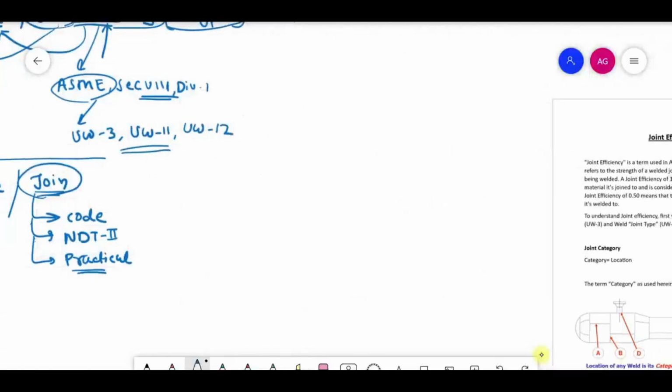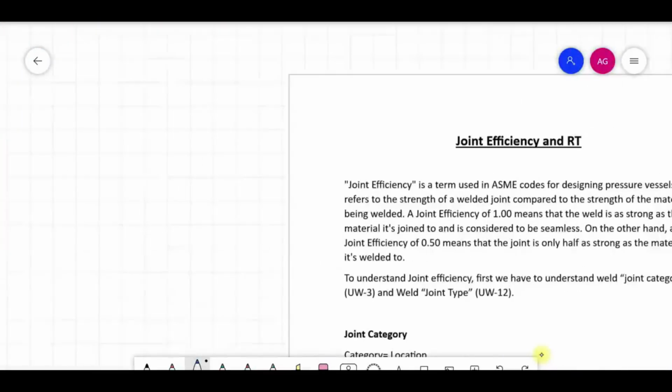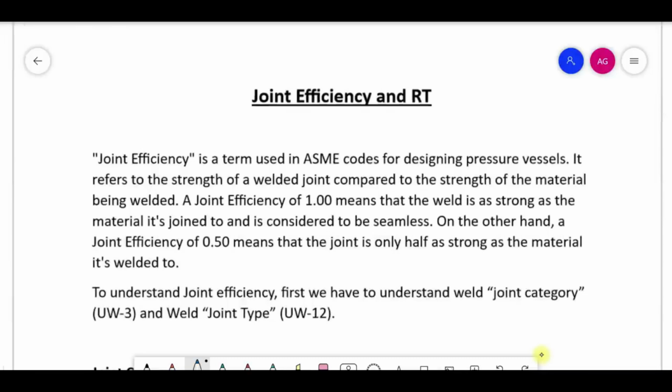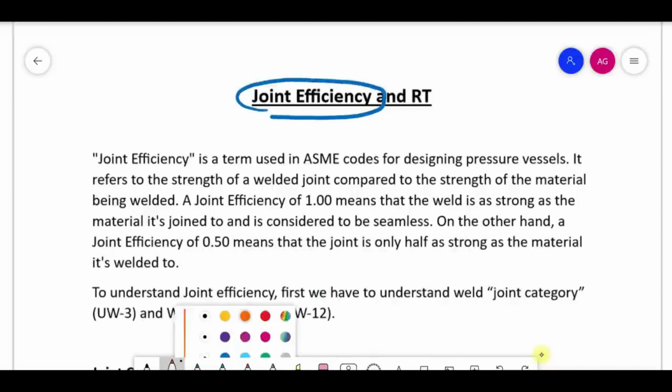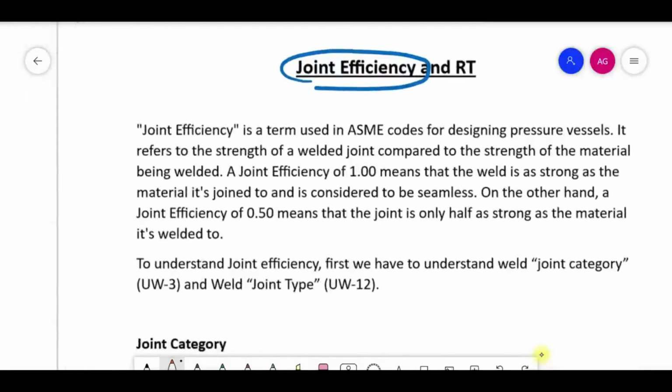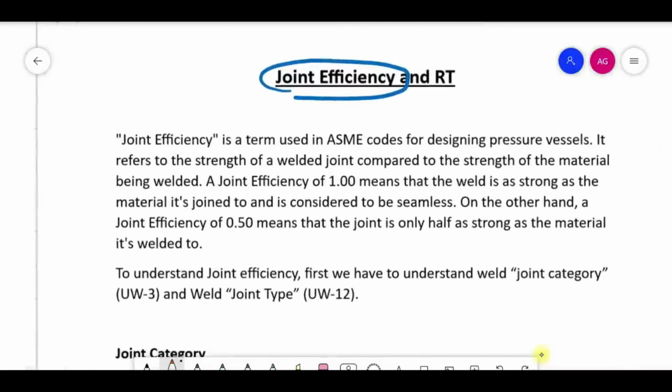So here, first of all, joint efficiency and radiography. Before understanding radiography, you will have to understand completely how joint efficiency works. After that, I will tell you how to apply it in radiography. See, joint efficiency is the term used in the code for designing pressure vessels. It refers to the strength of a welded joint compared to the strength of the material being welded.